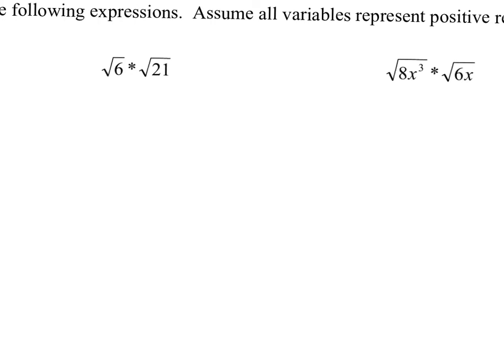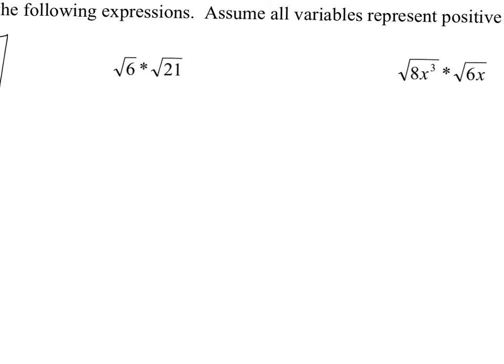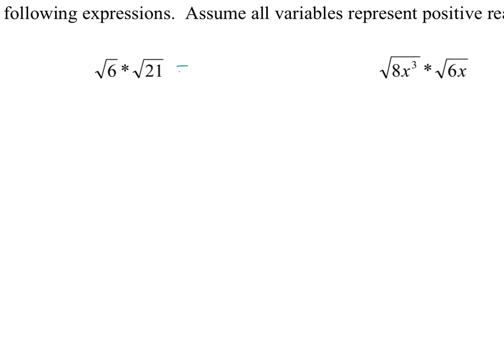Okay, let's look at this next example. We have the square root of 6 times the square root of 21. So the square root of 6 times the square root of 21 is obviously the square root of 126. But we want to try to simplify that. So if we do so, we'll take 126 and start breaking it down.